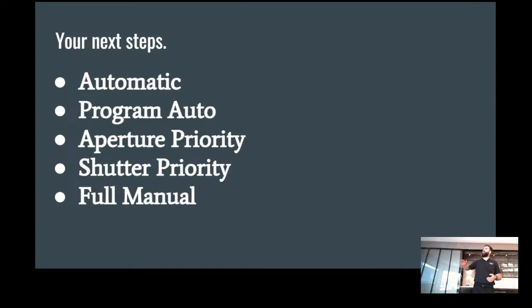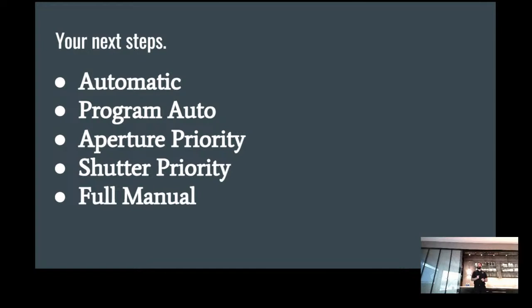To go through the mode dial, automatic is your first one. Program auto does exactly the same thing as automatic, but now you can change settings in the automatic priority, like your focusing ability, or your white balance. Maybe your exposure compensation can be changed, depending on your model. You have more ability to edit or change features on the camera, while it's still going to do the rest of the work for you, that f-stop, that ISO, and that shutter speed.